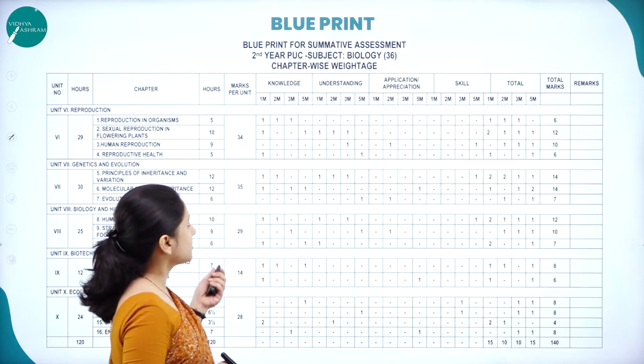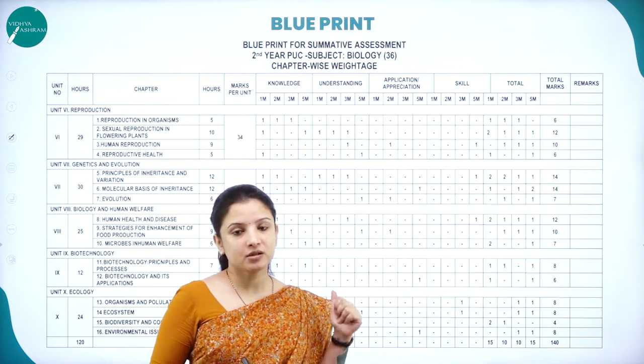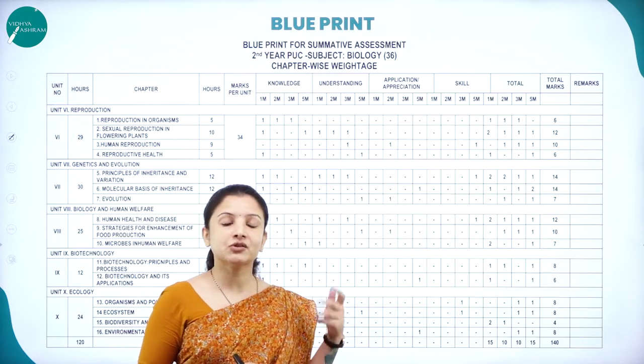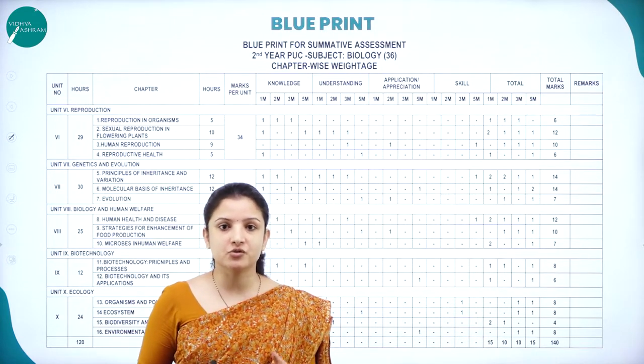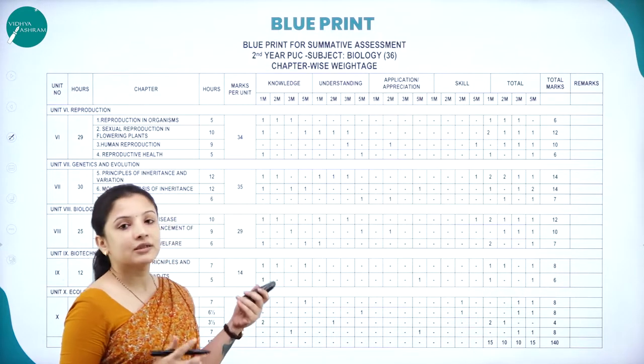Next, moving further, this is the blueprint of second PUC biology. This blueprint is usually released by the PU board, but during the time of exams, it tends to change. Can't say, it may be retained or it may change, but as of now, this is the blueprint that has been released. Here it is very easy.